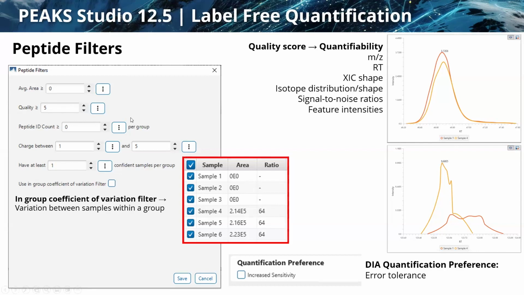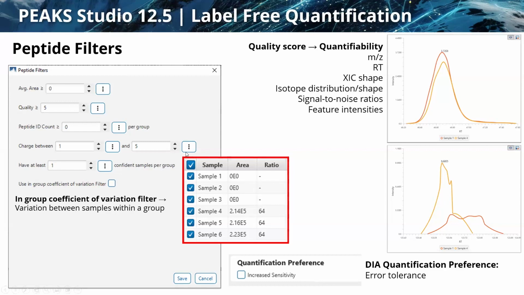The other option I want to talk about that's very important is peptide ID count, and have at least a certain number of confidence samples per group. These mean very similar things, with the peptide ID count meaning how many times this peptide was identified in each group, not necessarily quantified, because you can have an identification without a feature. And this one down here, have at least a certain number of confidence samples per group, is talking about how many times a protein was quantified per group.